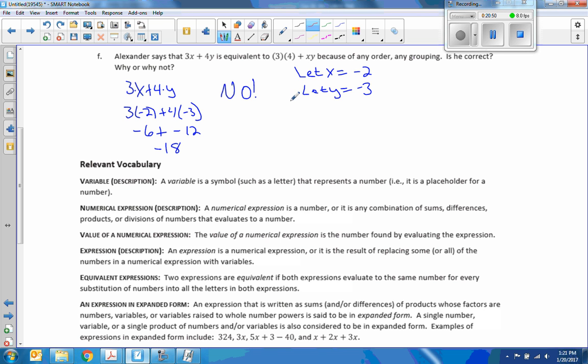If he thinks he's correct and he can do 3 times 4 plus x times y, then 4 times 3 is 12, plus x is negative 2, y is negative 3. 12 plus negative times negative is positive 6. 12 plus 6 is 18. They are not equal.